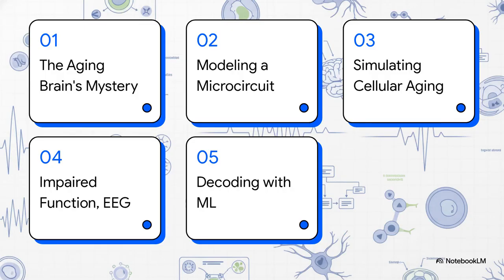Here's how we'll walk through the study. First, we'll outline the central problem. Then, we'll describe the computational microcircuit model they used. After that, we'll get into the specifics of the simulated aging mechanisms, present the functional and EEG findings, and finally, we'll look at the model's potential for machine learning-based diagnostics.